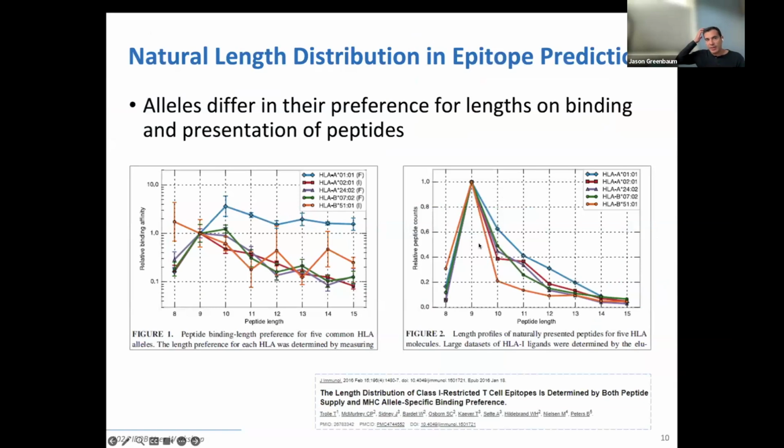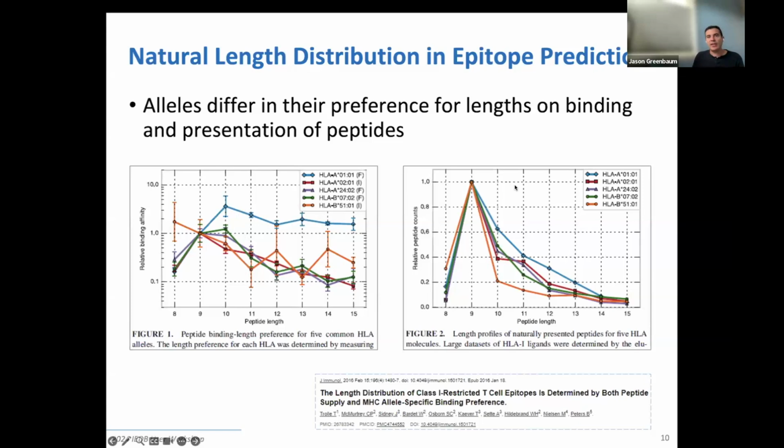In terms of length selection, the alleles differ in their preferences for lengths based on whether we're looking at binding or presentation. What we're showing here on the left is the preferred peptide lengths for 5 different alleles if we just consider binding. We can see that the profiles look somewhat similar, but not too consistent across the various alleles. Some peak at 9, some peak at 10. And so that's when we look at binding by itself.